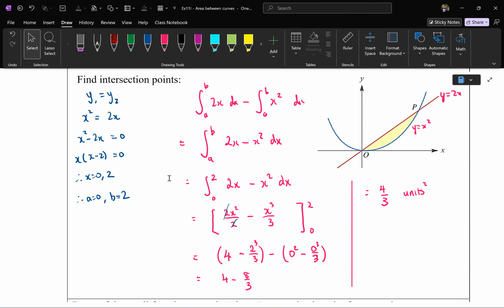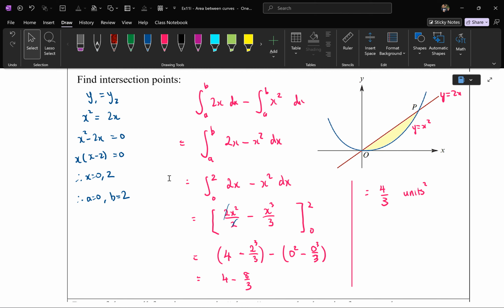Did you get 4 on 3 squared units? Hands up if you got 4 on 3 squared units. Good. Excellent. Intersection points were the first thing you needed. You need the interval, so let them equal each other. I can see some students dividing x on both sides. Don't do that. When you see an x squared, you should think about quadratics. So move 2x across, factorize, and you get 2 possible answers. It should be 0 and 2. That's where the 0 and the 2 come from.